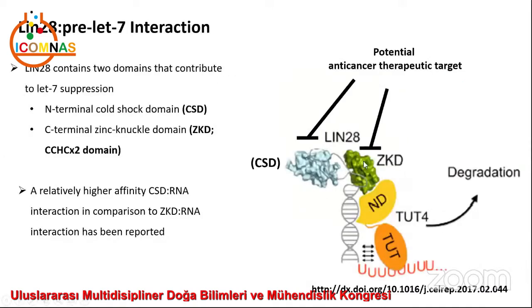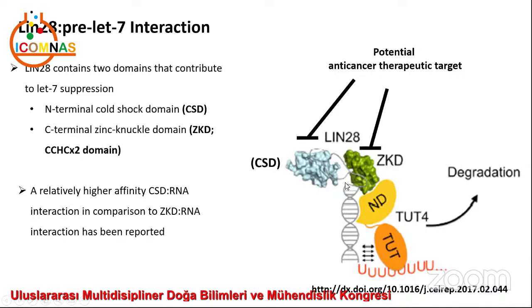Therefore, in our work we focused on identifying small molecule inhibitors that can inhibit the interactions between the Lin28 protein, where you can see the two different domains of this protein in light blue and in green here, which interacts with our microRNA let-7. There are two domains making these interactions with let-7, which are the CSD, the cold shock domain, and the ZKD, the zinc knuckle domain.